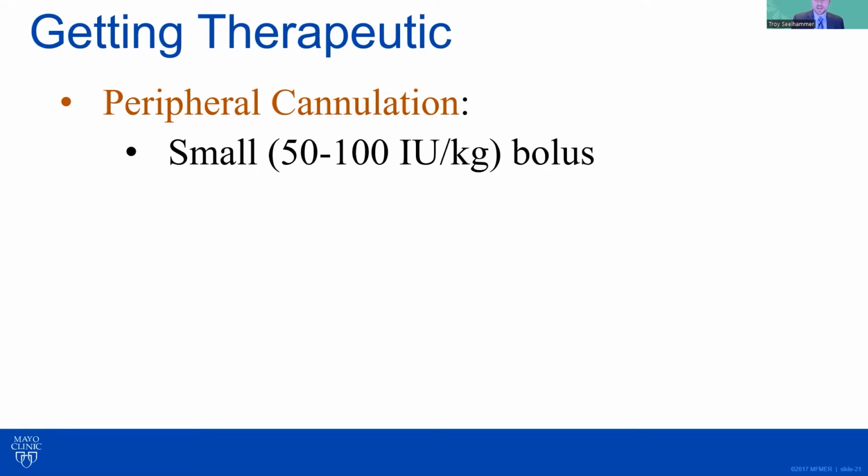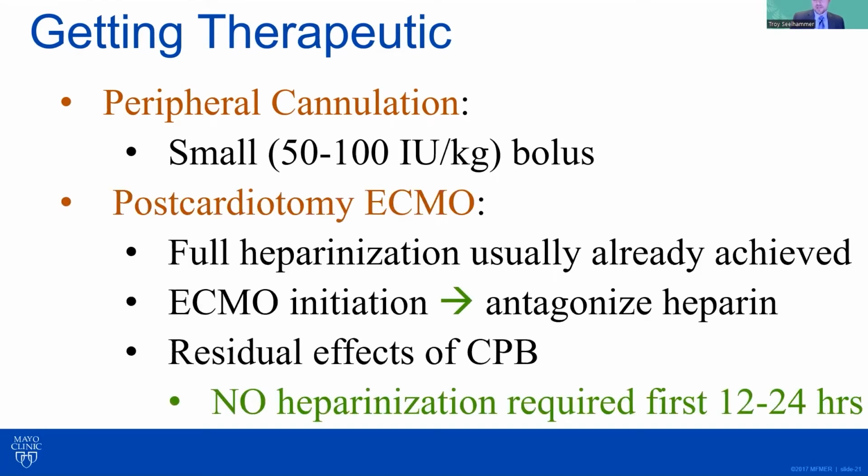For peripheral cannulation, typically a modest bolus is all that's required, and this is administered certainly before you place your cannulas, but after probably gaining access to your peripheral sites. For post-cardiotomy ECMO, these patients are typically already heparinized. They're in an operating room and full heparinization has been achieved.